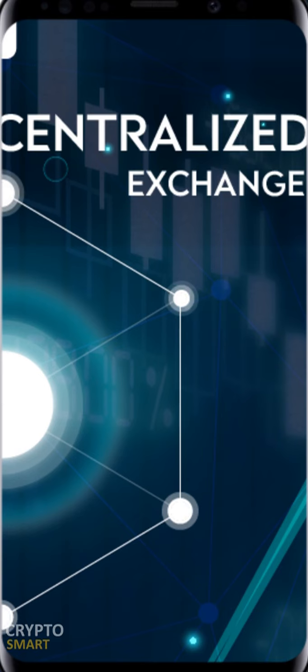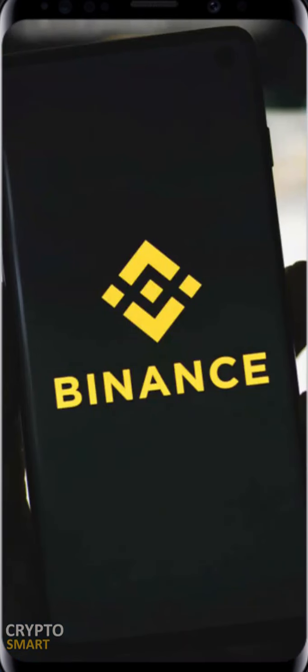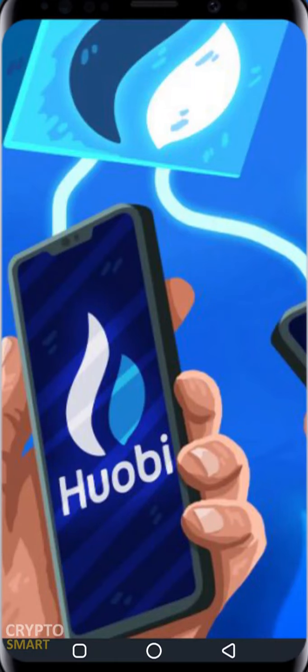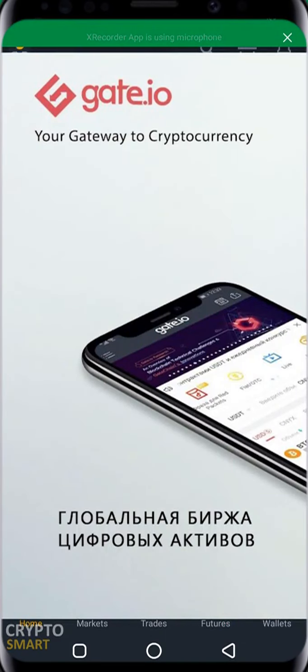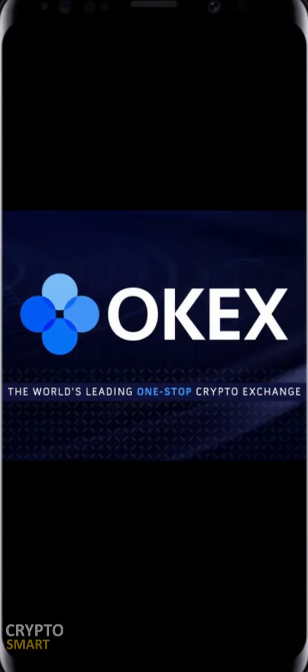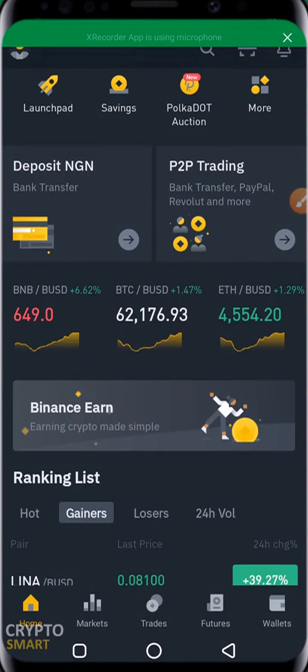Now we have various examples of cryptocurrency centralized exchanges. The most popular on the list is Binance, followed by Coinbase Exchange. We have KuCoin, FTX, Huobi Global, Kraken, Gate.io. In fact, there are over 300 centralized exchanges that have been verified. You can check them out, but the ones that are popular and have the highest trust score are the ones I just mentioned to you.